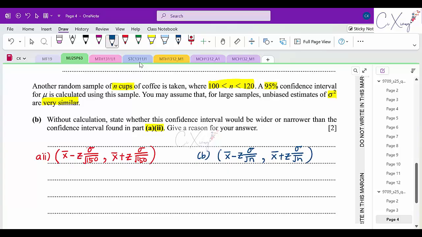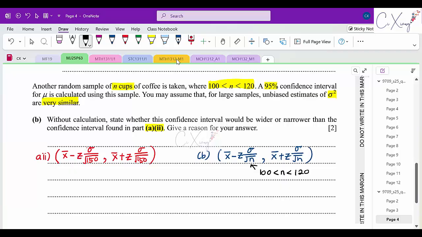Okay, you try to compare these two confidence intervals. Basically, all the values are the same. Sample mean, z, and sigma are all the same. The only difference is the n. So for part A2, we have square root 150 here, but for part B, we have square root n. And we know that the n value here is between 100 and 120.